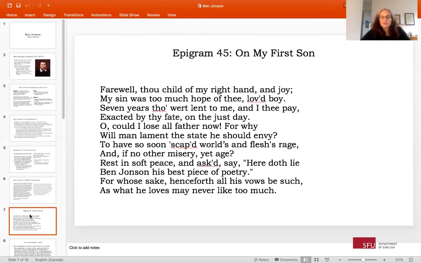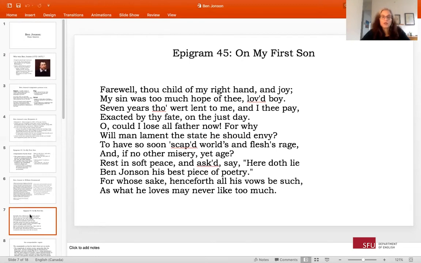Farewell, thou child of my right hand and joy. My sin was too much hope of thee, loved boy. Seven years thou wert lent to me, and I thee pay, exacted by thy fate on the just day.